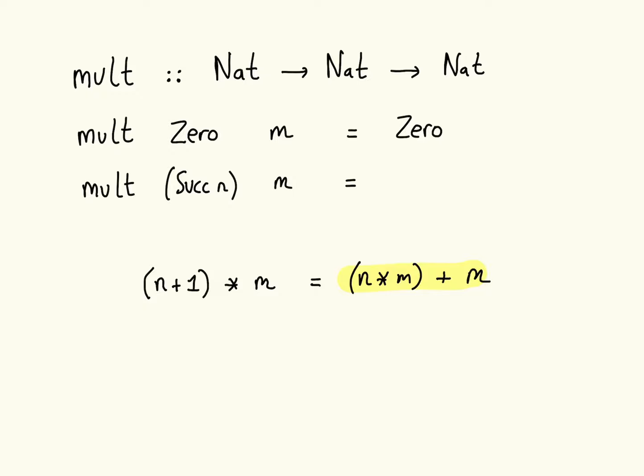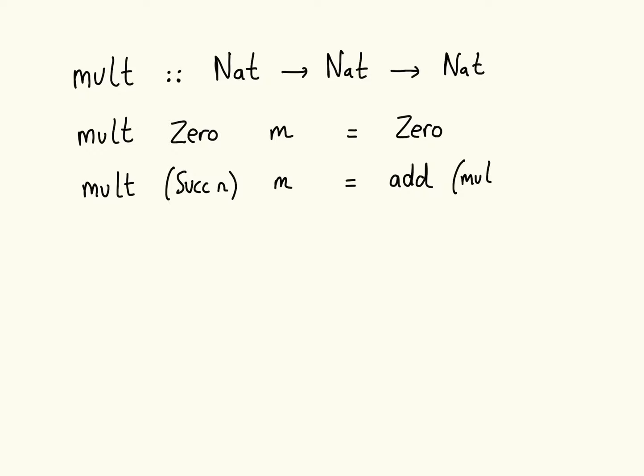Okay, so let me rub this out and fill in the right-hand side of the definition. So what we're going to do is we're going to use the add function, which we defined today, and then we're going to have the multiply of n and m, and then we're going to have m here. So this is just n times m plus m, but written in Haskell notation. And this turns out to be the right way, or one right way, to define multiply recursively.